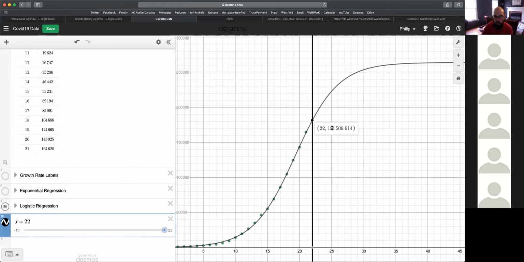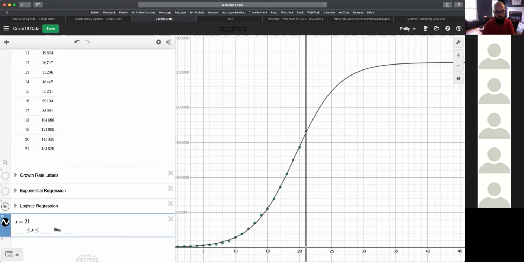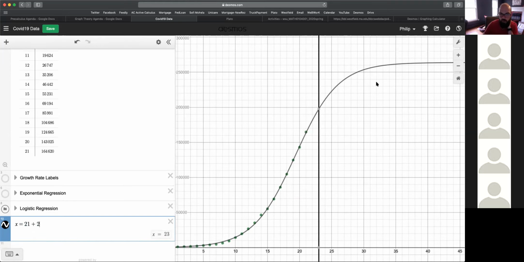Okay, so what we can do is use this model to predict how many days in the future we are, right? So right now we're here at day 21, and if I want to look 2 days into the future, this is when we meet on Thursday. It's Tuesday right now, so 2 days from now would be Thursday. On Thursday, this model that I've put together through the data is suggesting that we'll have just shy of 200,000 cases. So we can make a prediction that we'll see just shy of 200,000 cases on Thursday.